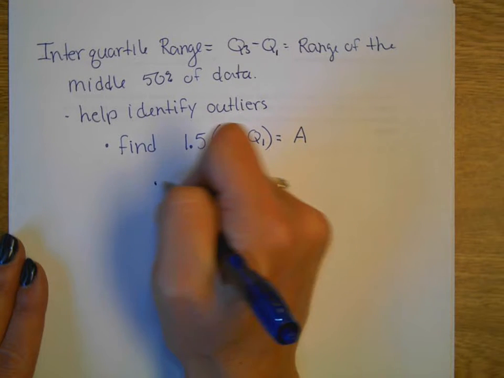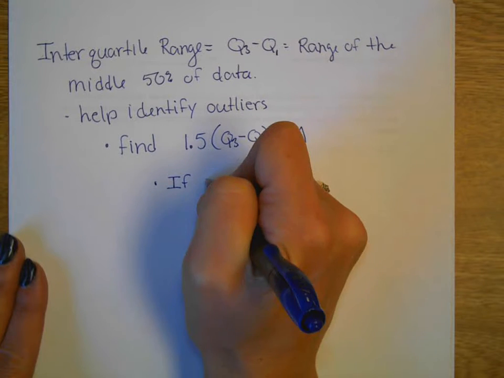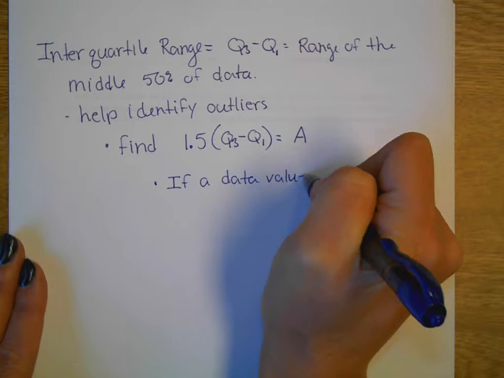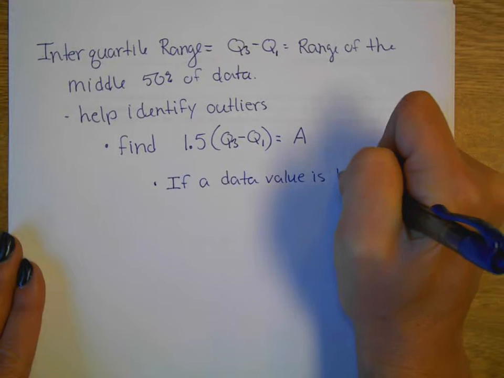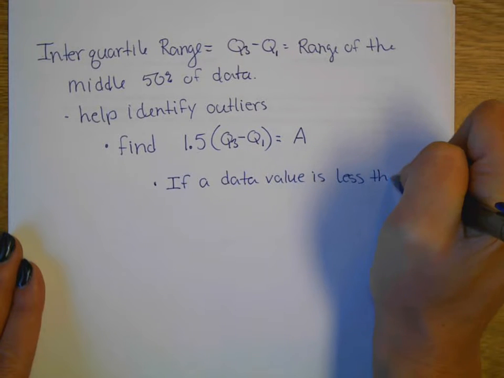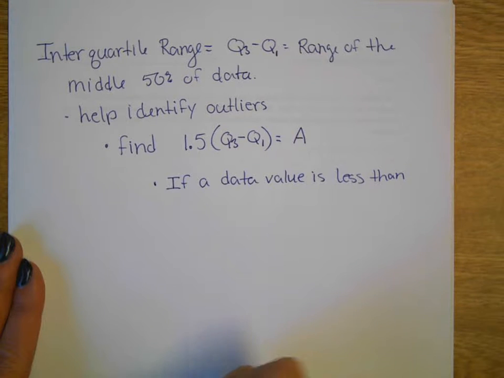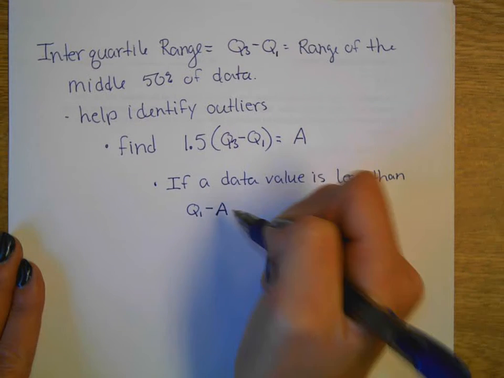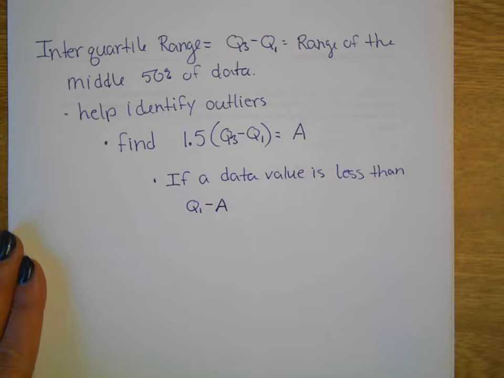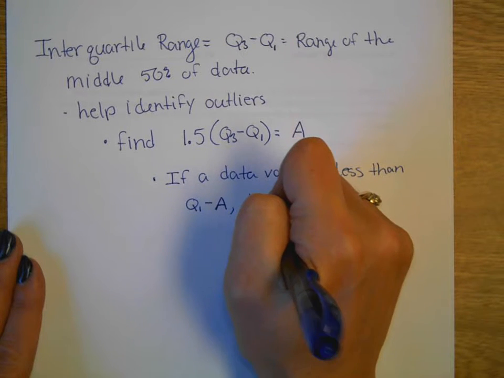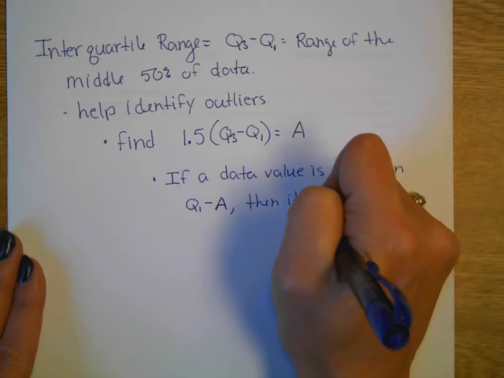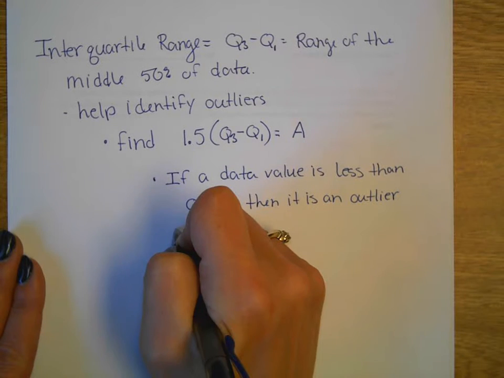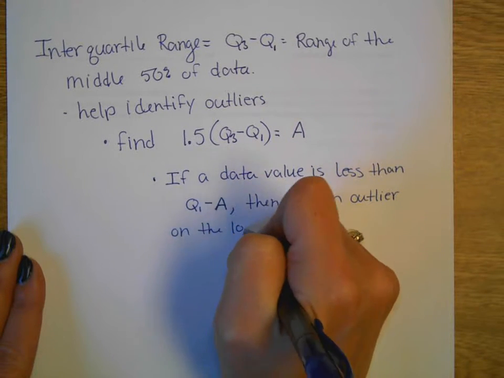And then you're going to check two things. If a data value is less than Q1 minus A, then it is an outlier on the low end.